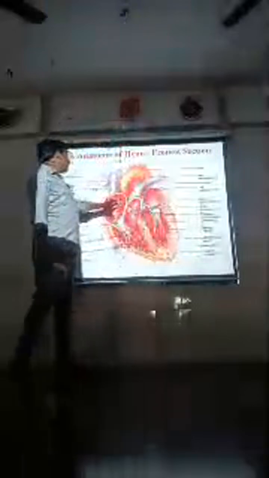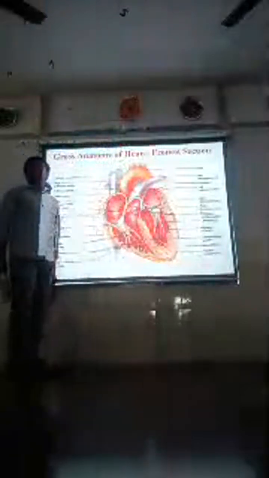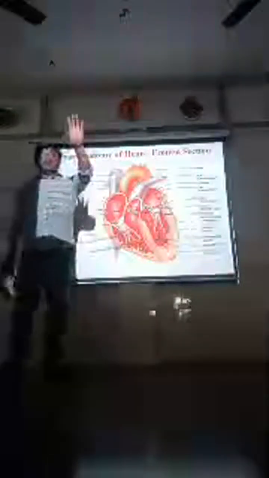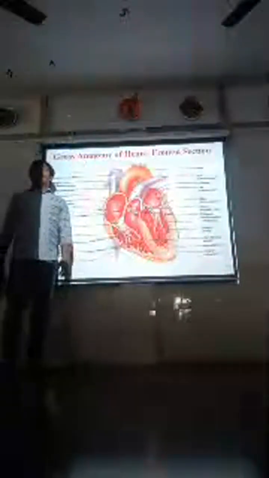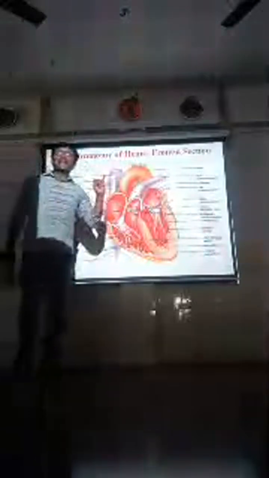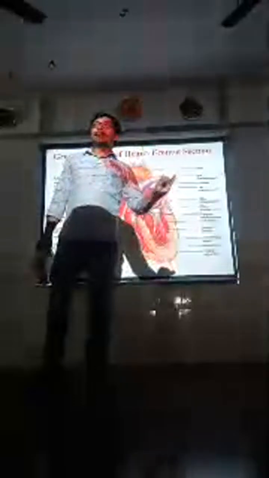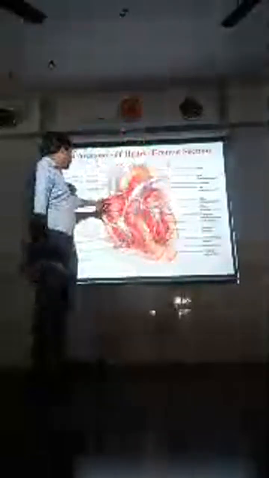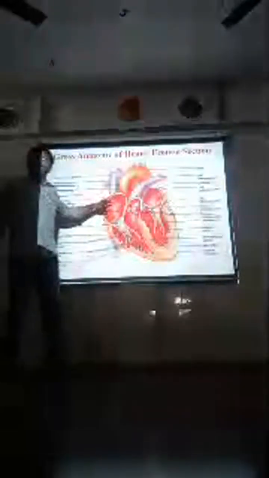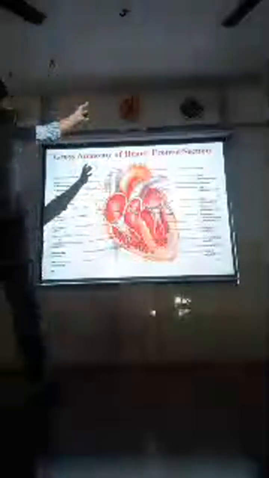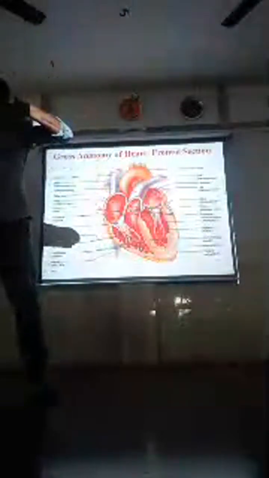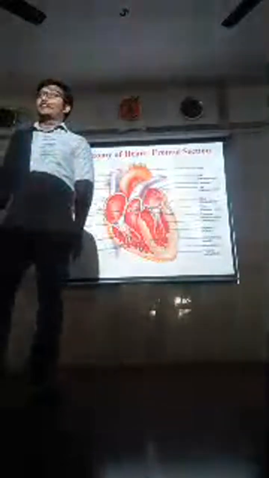Now we have discussed the openings of the right atrium: the superior vena cava, the inferior vena cava, and the coronary sinus. These are the three openings present in the right atrium. Now, the right atrium receives blood from which parts of the body? From the superior vena cava, the upper part of the body, and from the inferior vena cava, the lower part. Yes or no? Yes, sir.